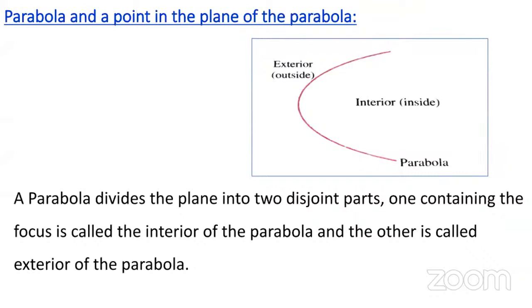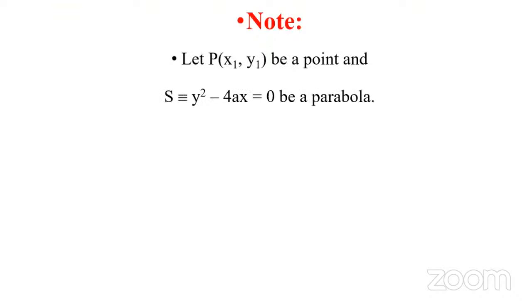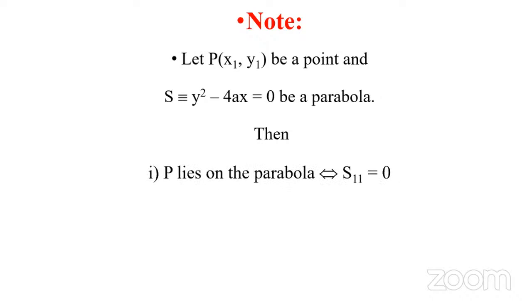One region containing the focus is called the interior of the parabola, and the other is called the exterior of the parabola. So now, note: if a point P(x1, y1), I'm taking any point P(x1, y1), is on the parabola y square equal to 4x, which is indicating S equal to y square minus 4x as per the notations, then P lies on the parabola. If P lies on the parabola, you will get S11 equal to 0.